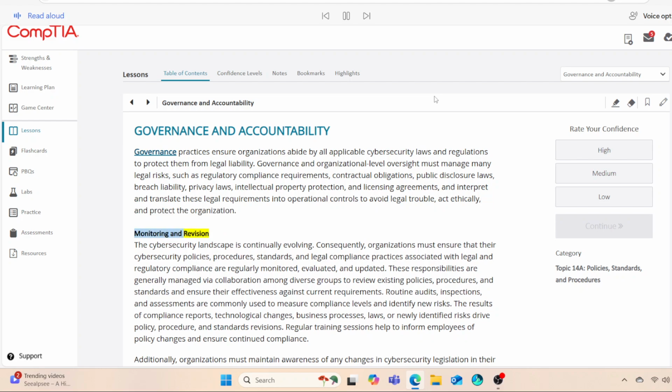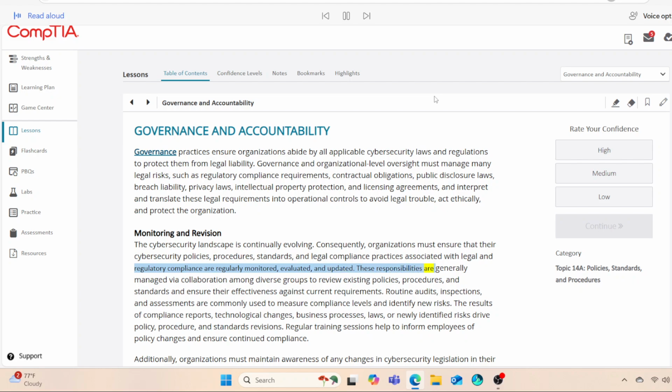Monitoring and revision. The cybersecurity landscape is continually evolving. Consequently, organizations must ensure that their cybersecurity policies, procedures, standards, and legal compliance practices associated with legal and regulatory compliance are regularly monitored, evaluated, and updated.